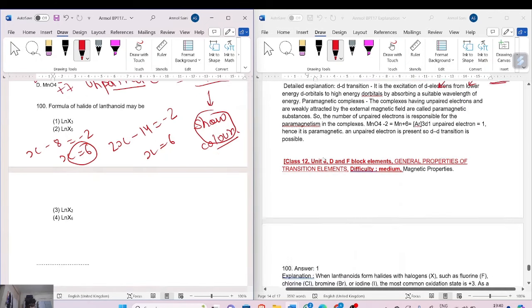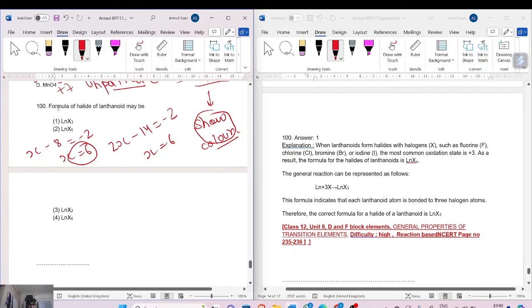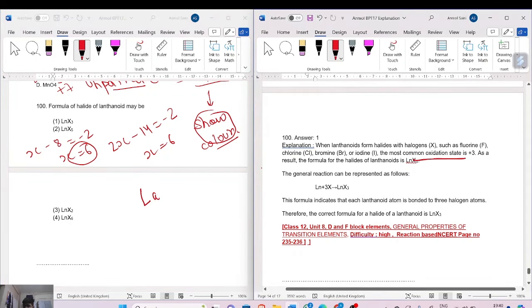So now let's come to the last question, question number 100. The formula of a halide of lanthanoid may be: so we have to calculate the formula for the halide. This is very basic. We know the basic oxidation state shown by lanthanoids is +3, and halogens such as fluorine, chlorine, bromine, iodine show -1 oxidation state.